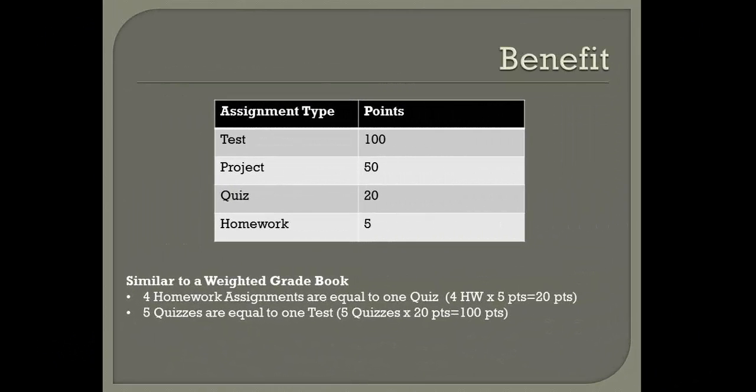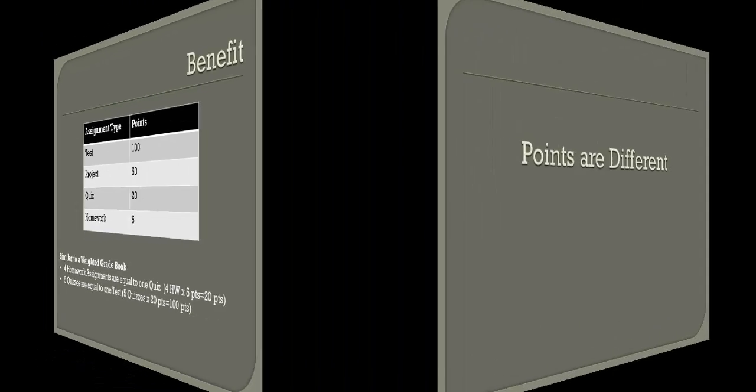One benefit of assigning points in this way is that it gives teachers more control over how much an individual assignment will impact the grade. Setting points up in this way is similar to setting up a weighted gradebook. The teacher will know that 4 homework assignments are equal to 1 quiz because each homework assignment is worth 5 points and 4 homeworks would equal 20 points total. The teacher also knows that 5 quizzes are equal to 1 test.